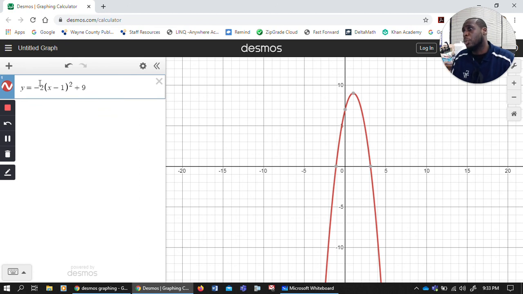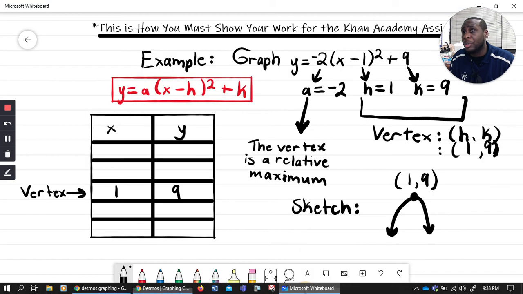Okay, so again, folks, if you want to use the Desmos graphing calculator to help you get those other points, our vertex here was 1, 9. But remember, you're going to need to show your work this way, the way I was showing you up here, where you list out your A, H, and K values.